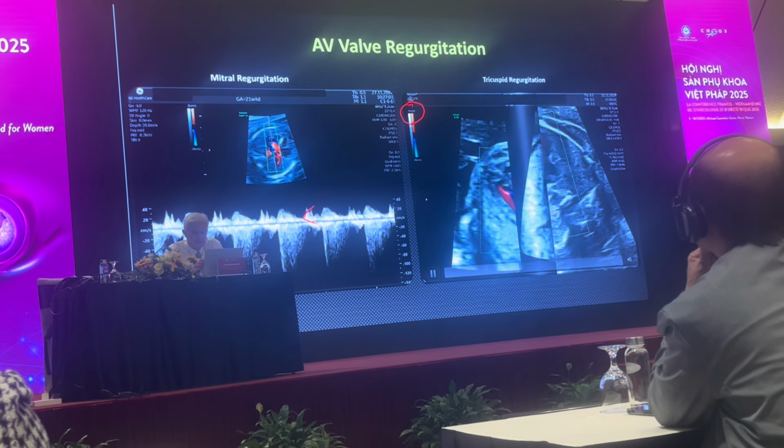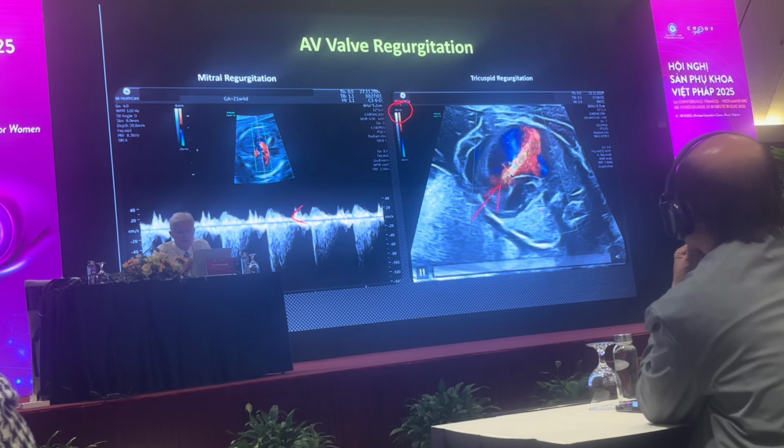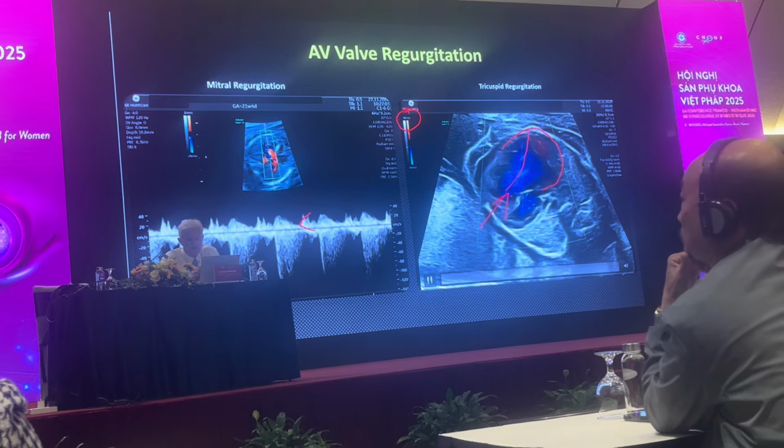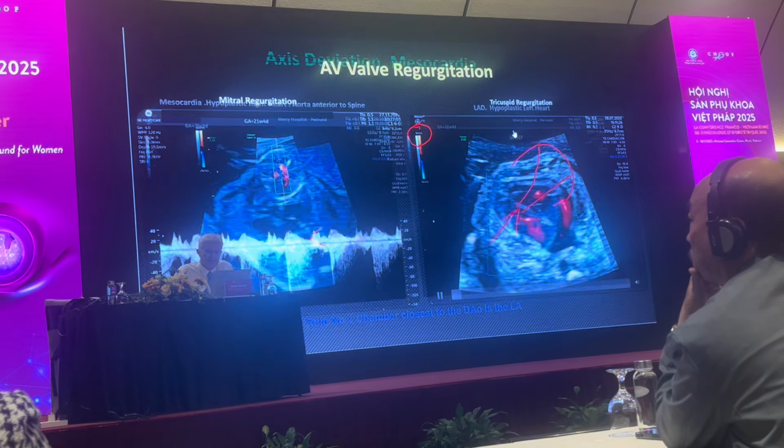When you look at the next case, it's severe regurgitation, where the origin is deep inside the right ventricle, with enlargement of the atria and a severe regurgitant jet in a baby with Epstein's anomaly.